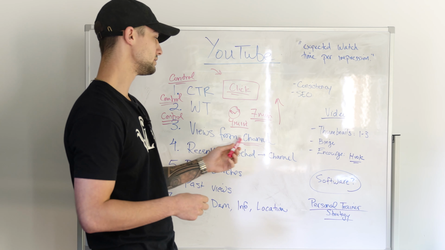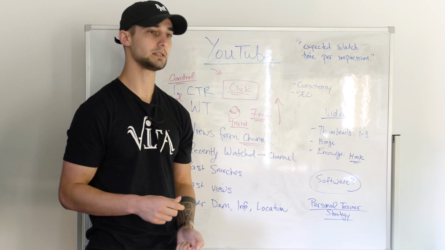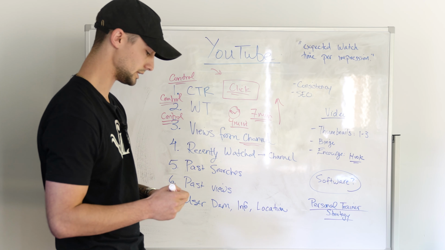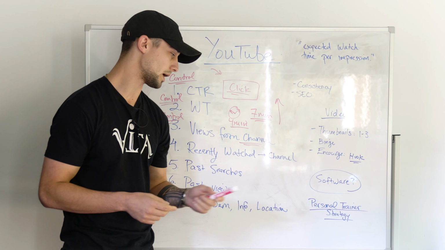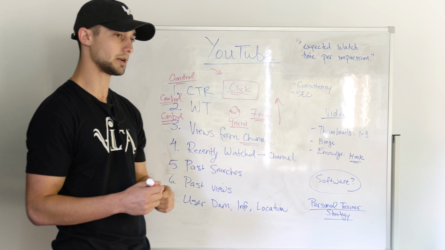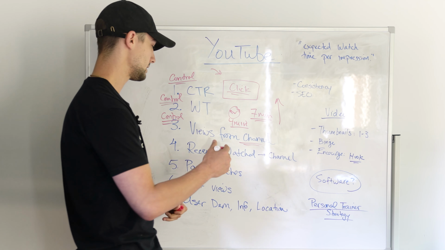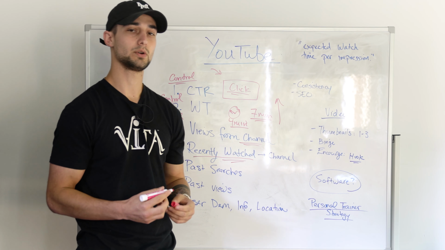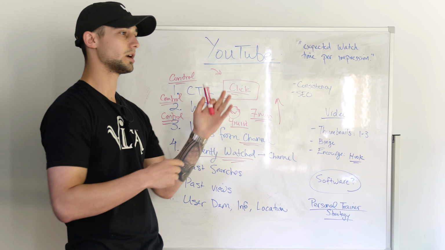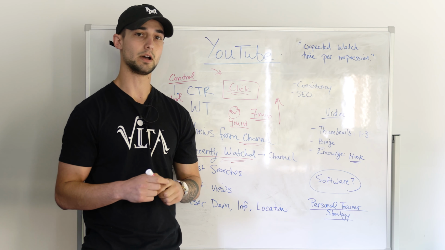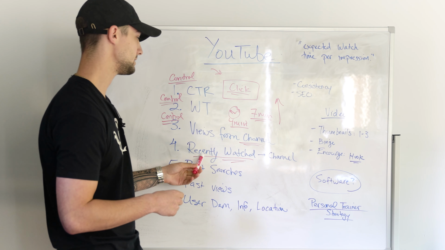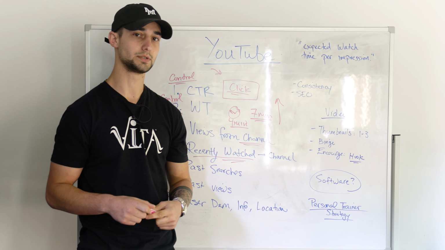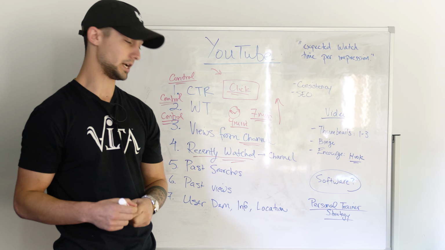So as your overall views from your channel increase, your ability to show up in the YouTube algorithm is going to increase. The next thing that's really important is if anybody has recently watched your content. As soon as somebody watches your content, chances are it's going to show up as a suggested video. The YouTube algorithm pays attention to people that have recently watched your channel and promotes other videos that they might want to watch as well.